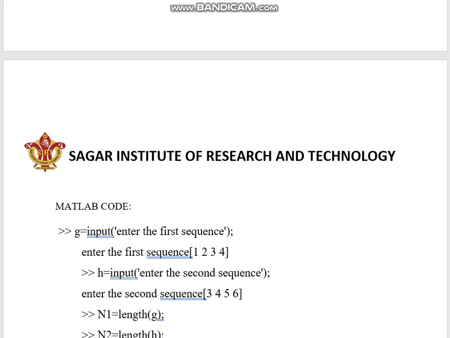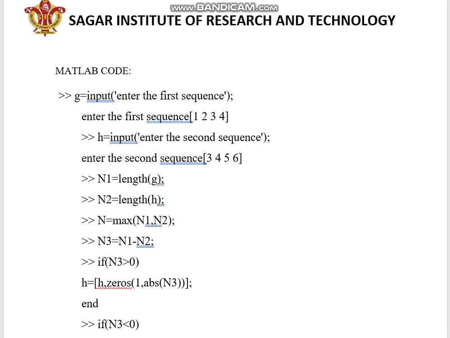Now first we will see the Matlab code of the experiment. I want to find out the circular convolution of the two sequences G and H. For that I have to enter the samples for the two sequences. So G is equal to input, enter the first sequence. When I enter this command, the Matlab command window will ask me for this first sequence. You can enter as many samples as you like in this first sequence. Similarly, H is equal to input, enter the second sequence. Now you can enter the second sequence.